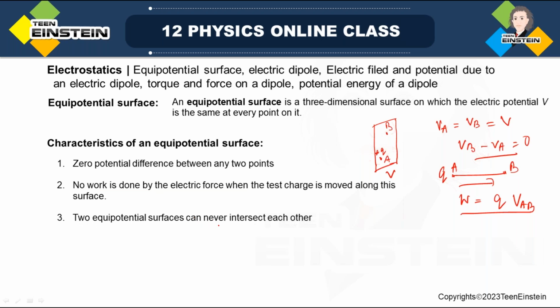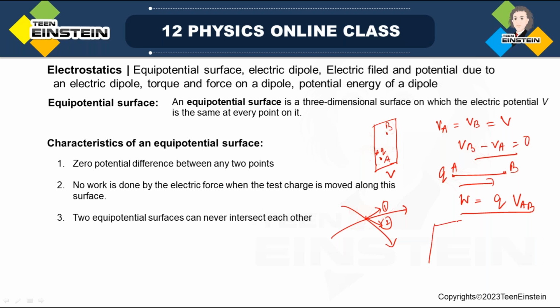So two equipotential surfaces can never intersect each other. Why? Because, just like electric field lines, see what we had understood. These are electric field lines. If they intersect like this, then I can get two directions of electric field, right? One is this one, and this is the second one.